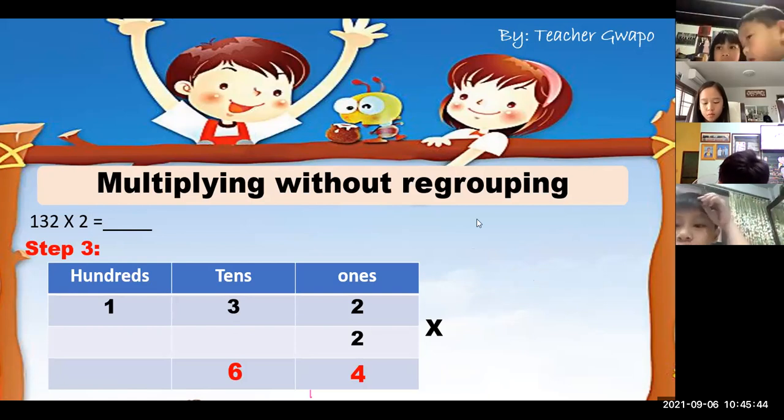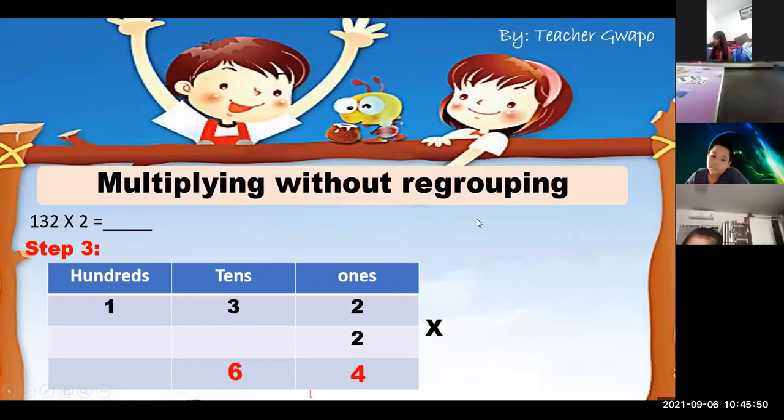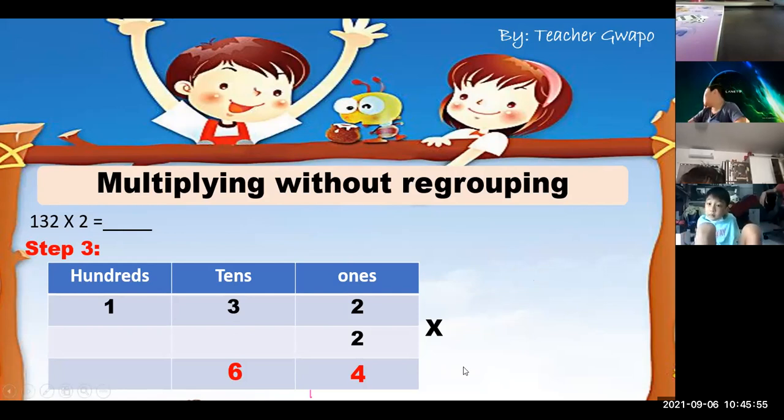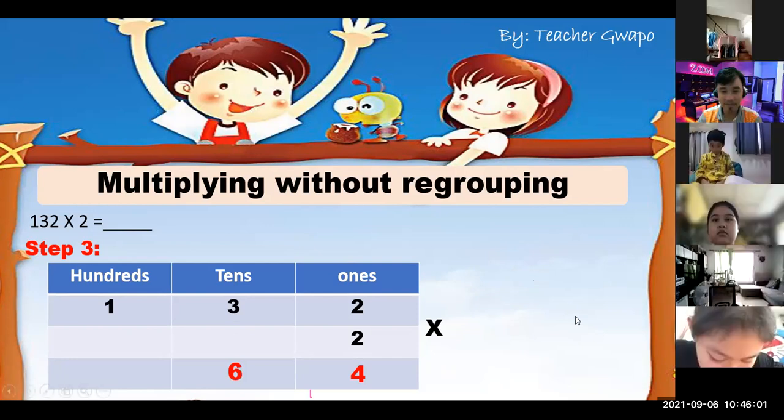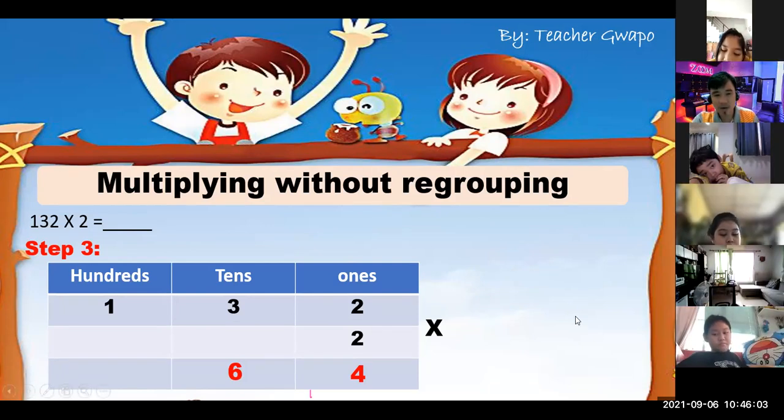Now let's proceed to step number 3. Here in step number 3, we will multiply numbers in hundreds place. Now who wants to answer here in step number 3? 1 times 2. Who can tell me the answer?